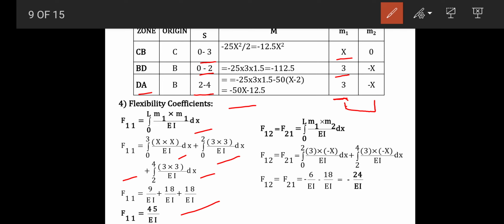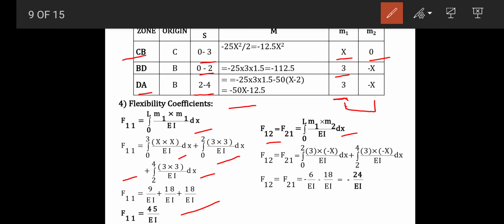Now let's find out the next coefficient of the matrix. F12 is equal to F21. Now these are the off-diagonal elements, so they will be the same. Integrating from 0 to L. Now the first number here is 1 and the second number is 2. So we have to take m1 into m2 divided by EI, integrating from 0 to L into dx. Now consider the first zone. The first zone is CB, and the limit is 0 to 3, but the value of m2 is 0. So when we do m1 into m2, we will get 0.